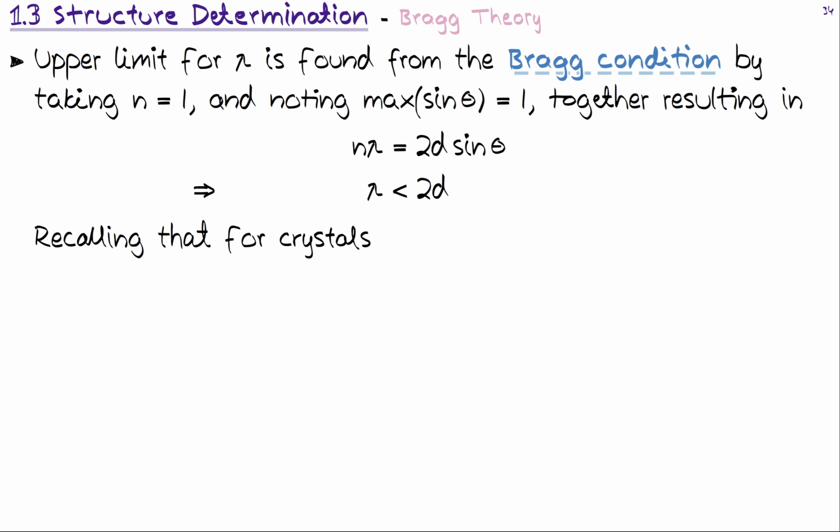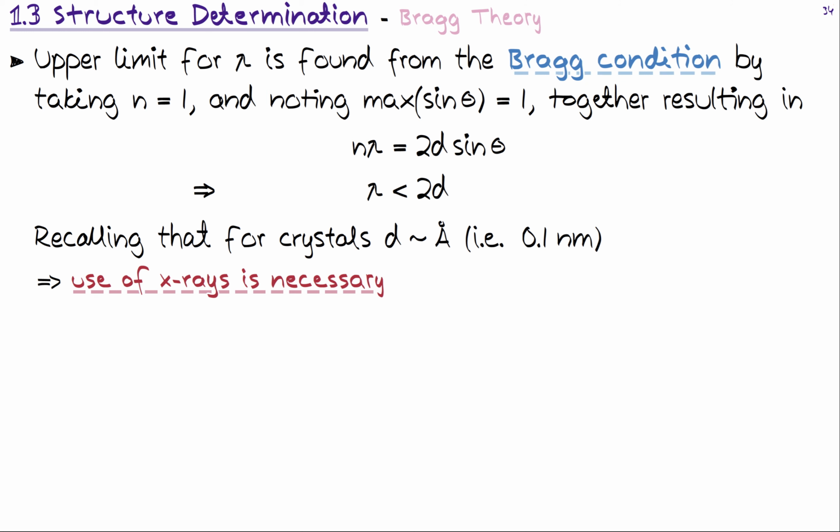Recalling that for a crystal structure the lattice constant is of the order of an angstrom, so about 0.1 nanometers, we see that the wavelength of the incident photon must be quite small. This means that we must use X-rays if we want to do X-ray diffraction. We cannot get access to this information if we, for example, shine visible light into the structure. Then we do not see these diffraction peaks, so we need to use small enough wavelengths.